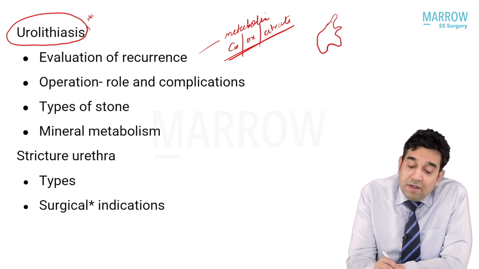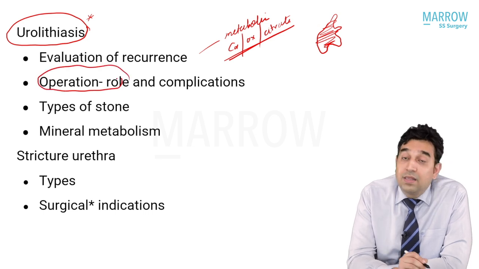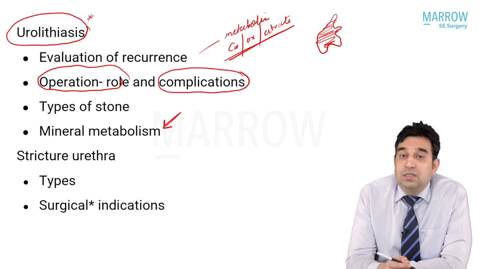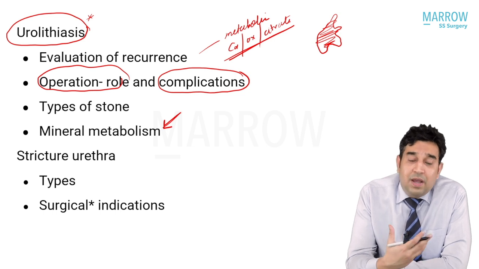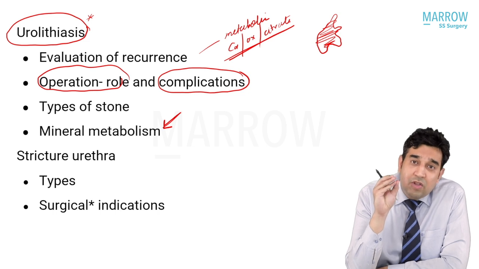We should know which kind of stone in what location will require which sort of a surgery. What are these surgeries? What are the complications of these surgeries? We should know clearly about the mineral metabolism. Because these are just the same topics coming again and again. In Campbell, they're divided into four different chapters, but rather it's one single unit.